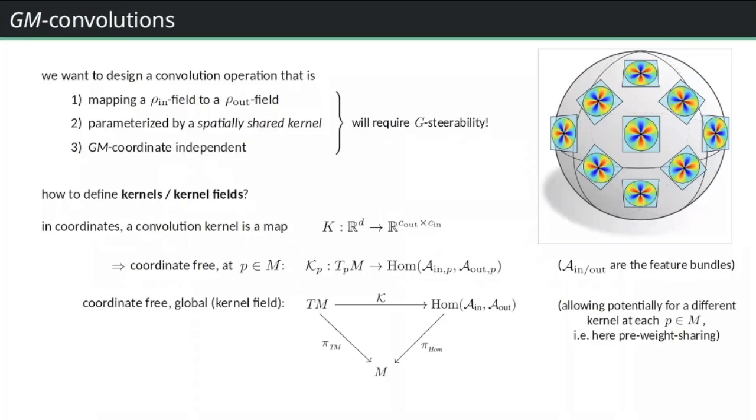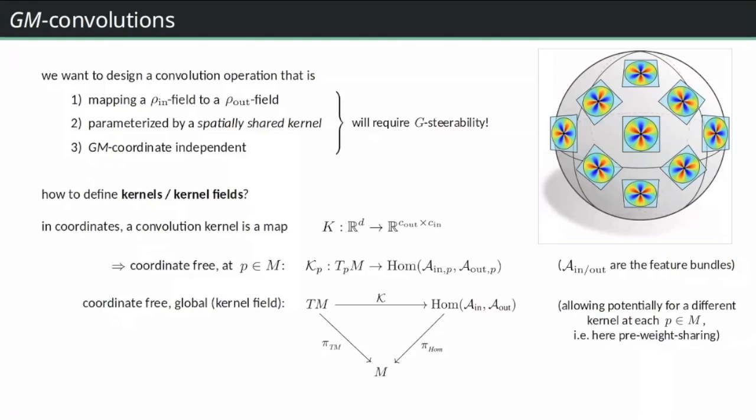And this is then motivated by this here, a map from TM to this Hom(A_in, A_out), which is actually a bundle with fibers, which are these linear maps between the input feature space at that point and the output feature space at that point. And these linear maps again form a linear map bundle or homomorphism bundle. But actually these linear maps again just form a vector space, so it's again just a vector bundle. So it looks abstract, but it's just taking these kernels. So we had kernels in coordinates, then kernels in a coordinate-free setting at one point, and now we have them as a bundle on the whole manifold.